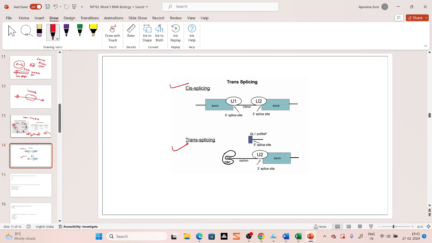Any difference that you can see? Yes, ma'am. What difference can you see? Can you tell me? Intron is present in cis splicing, yes. In trans splicing outron is present. Okay. So what do you think? Why is it intron? Why is it outron? What is the major difference that it is intron, and it is outron?